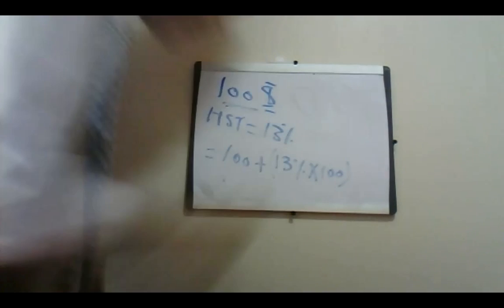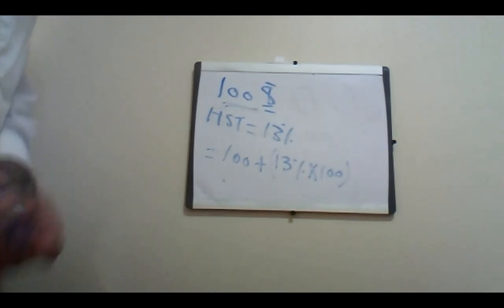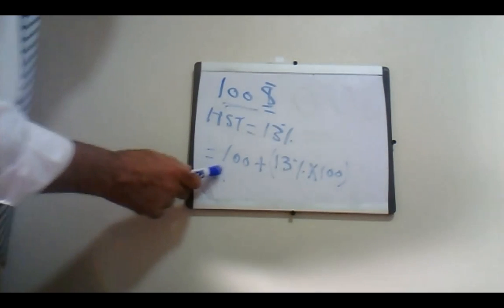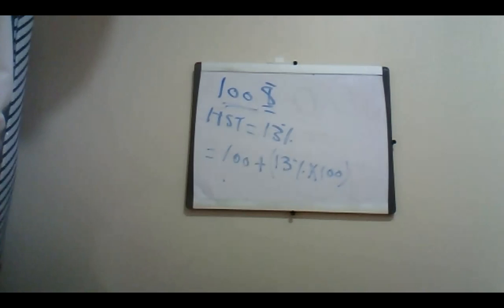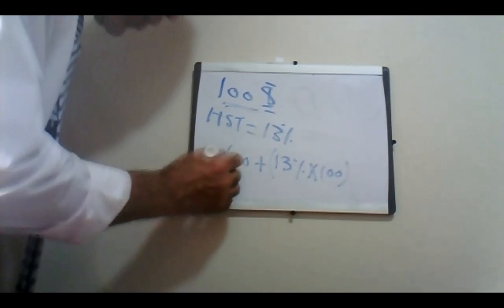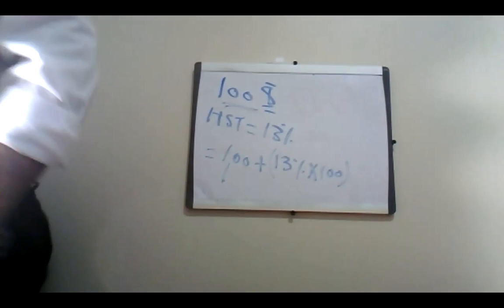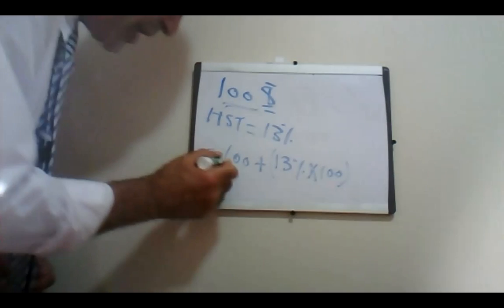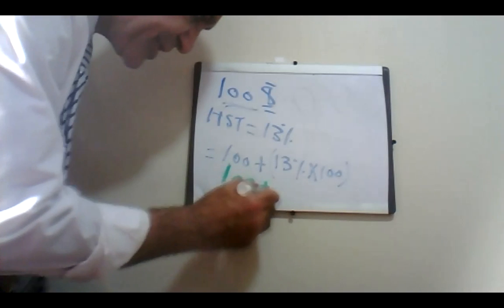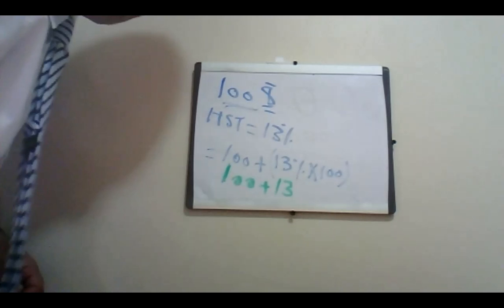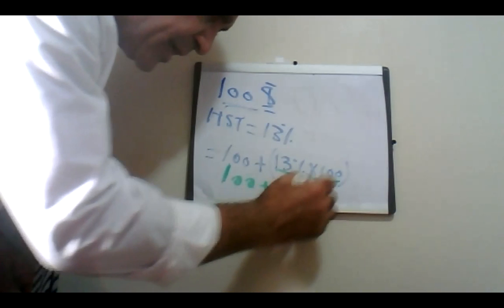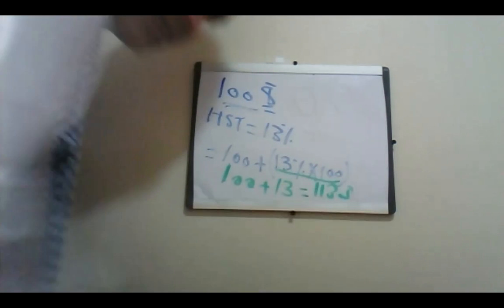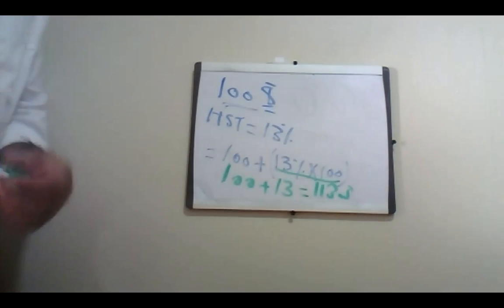Again, it's the same example which you had just now. So I will pay $100 plus 13% of the 100. So that means I will pay $100 plus $13. 13 by 100 will give me this amount, 13. Then all I will pay will be $113. And that's it. So this is how it works.